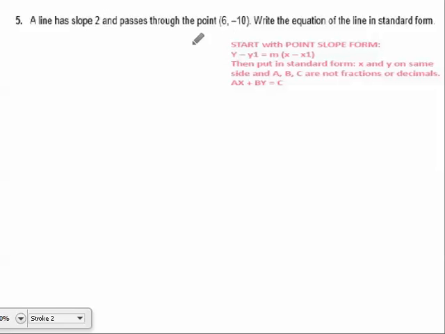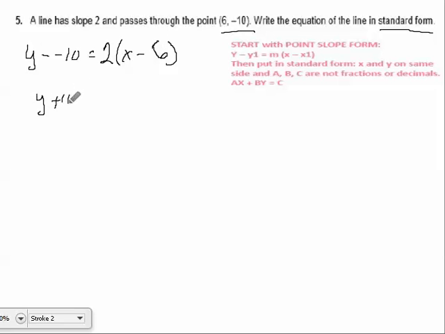If a line has a slope of 2 and passes through that point, and they want me to write the equation of the line in standard form, what I'm going to start with is the point slope form. Point slope form says y minus y1, which would be a negative 10, would be equal to 2 times, that's the slope, times x minus x1, 6. And I just used this point that they gave me right here. So I can now say that y plus 10 is equal to 2x minus 12.